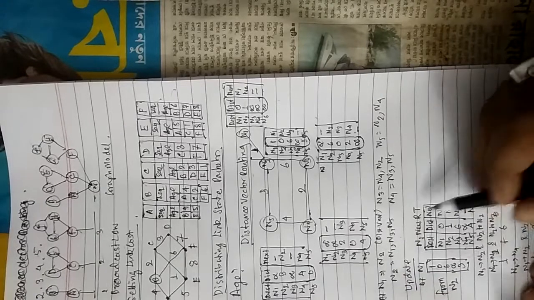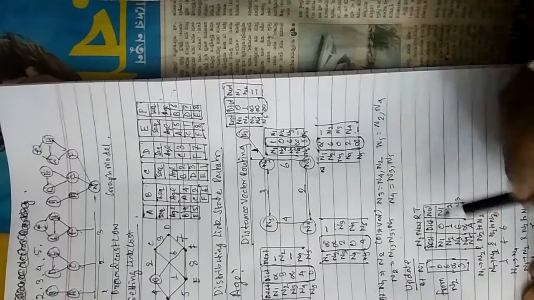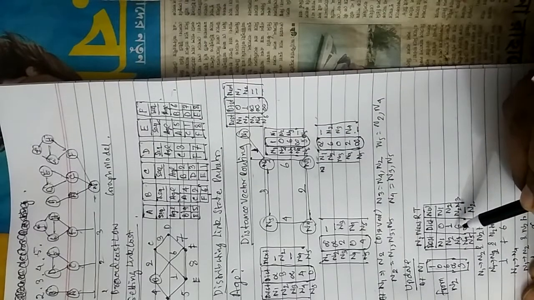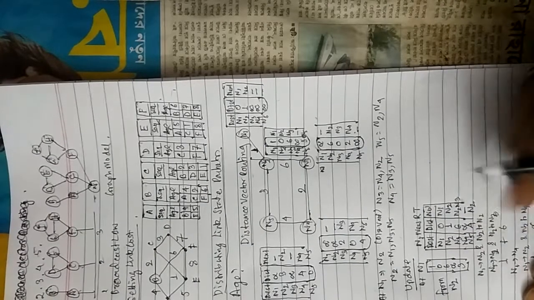So see, in the first iteration there are 3 infinities, but in the second iteration at least we can calculate the distance from n1 to n3, that is 6, and n1 to n5, that is 4.